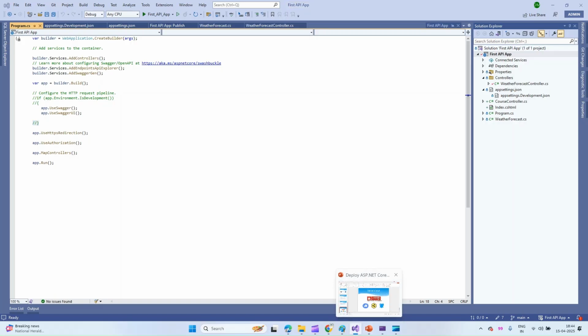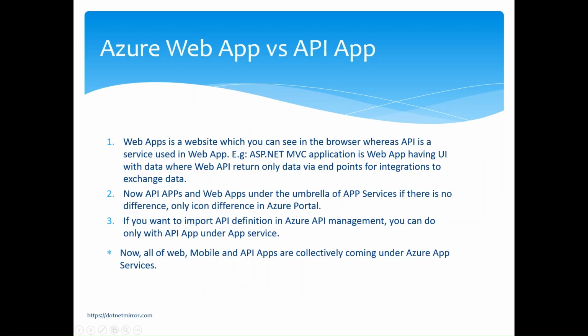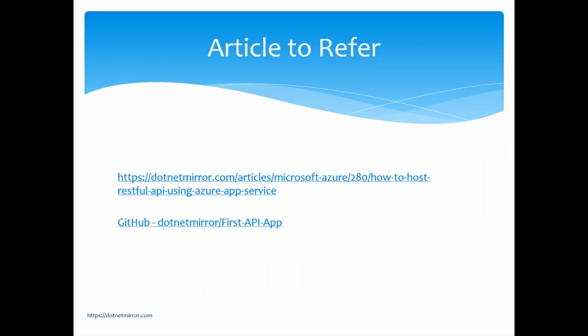Let's go back to our PPT. So how API app is different from web apps? Both come under Azure App Service only. Web apps is a complete website where you can do UI plus application development like ASP.NET MVC application. And even the API apps come under App Service only. The API development, right? You can create your APIs and you can import them in Azure API management. Now anything with web, mobile, and API apps are collectively under Azure App Service.